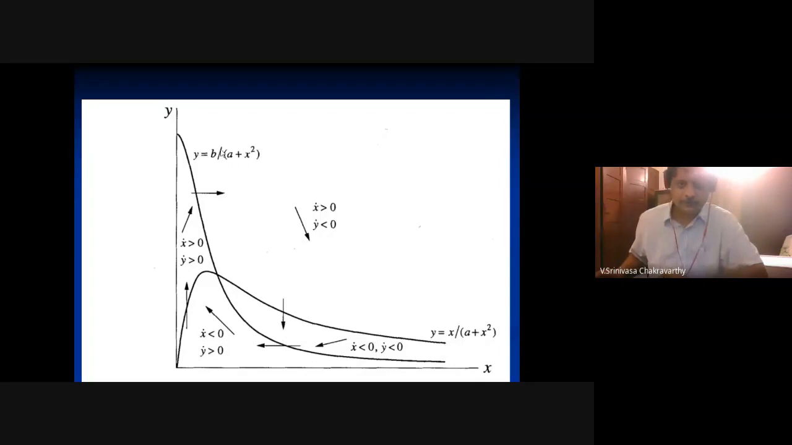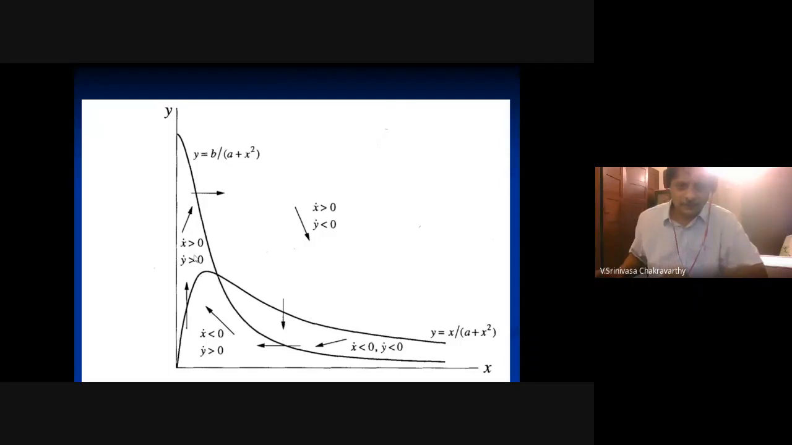The other function is b by a plus x squared. This is the y nullcline. At x equal to 0, this is b by a, so this value here is b by a, and as x goes to infinity it goes to 0, so this is the y nullcline. And you see that there's one intersection point. That's a fixed point. So we'll see what it is later.